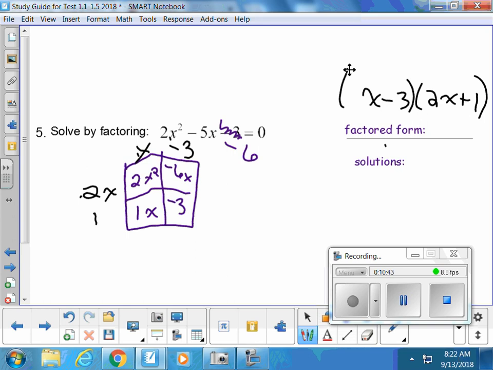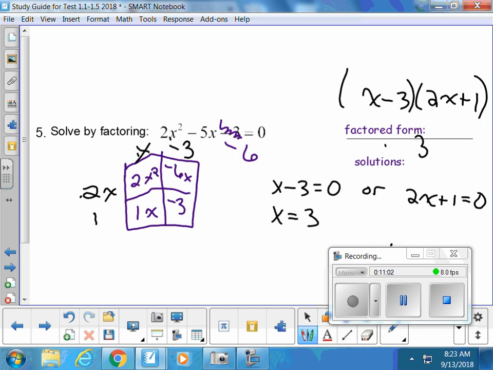Now, just a reminder on how you get solutions. Since all of that stuff is set equal to 0, to find your solution, each binomial gets set equal to 0. So x minus 3 equals 0, or 2x plus 1 equals 0. Solving this binomial is easy. You add 3 to the other side, so 3 is your first solution.